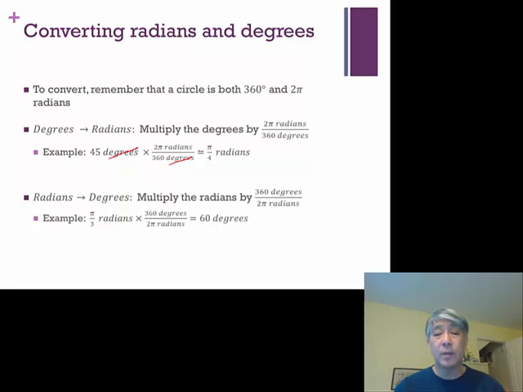Going the other way, it's the same concept. It's dimensional analysis, except now I'm going to be multiplying by 360 degrees divided by 2 pi radians because I want to end with degrees. So if I started with pi over 3 radians, I'm going to multiply by 360 over 2 pi. Again, my radians cancel, and I'm left with just degrees. In this case, 360 divided by 2 pi times pi over 3. My pi's also cancel, and I'm left with 360 divided by 6, or 60 degrees.